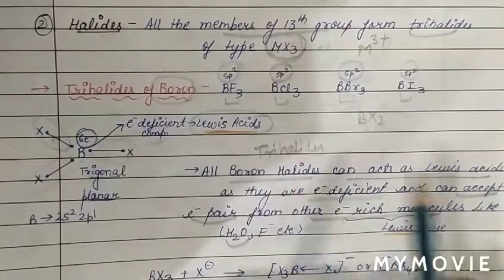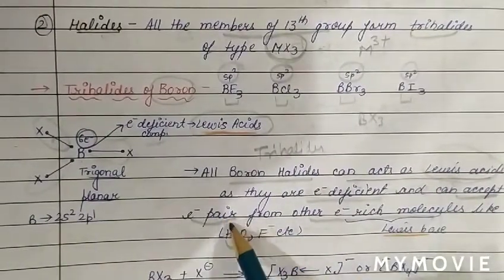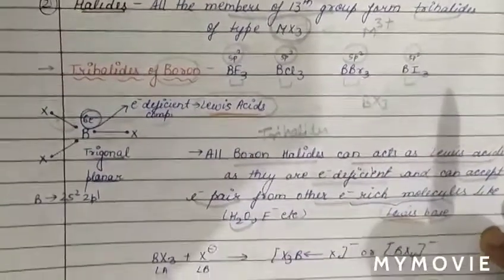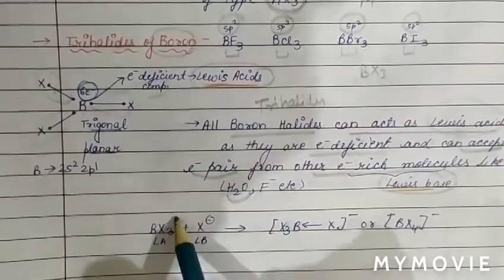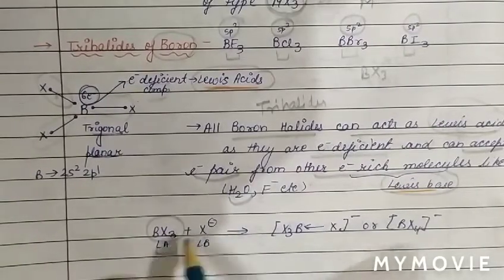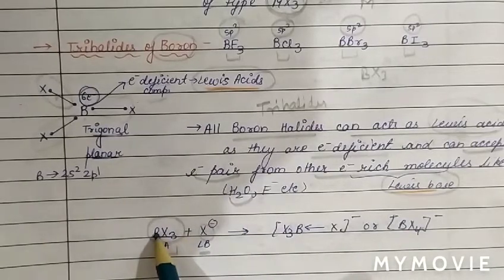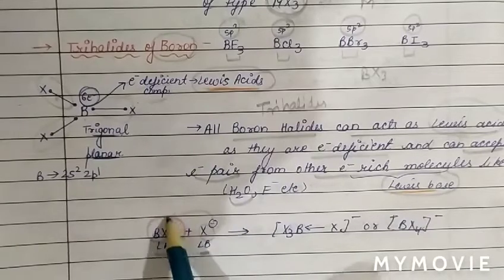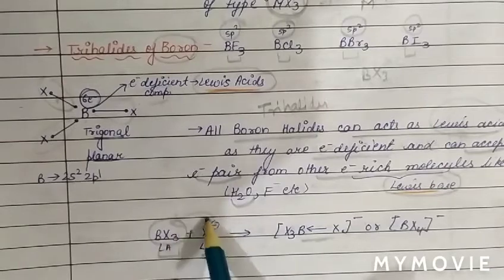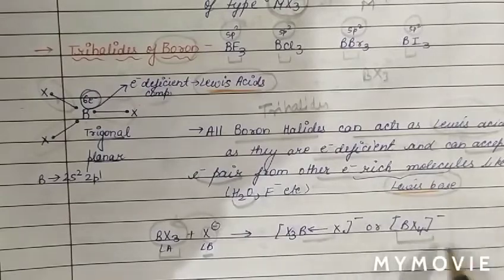So boron trihalides will act as Lewis acids due to electron deficiency, and the species which donate an electron pair to boron trihalides will act as Lewis bases. See the reaction of Lewis acid and Lewis base. BX3, boron trihalide, due to electron deficiency acts as a Lewis acid, while X minus, due to an extra electron pair, acts as a Lewis base. The electron pair is accepted by the Lewis acid from the Lewis base and forms a coordinate bond, because donation of an electron pair to form a bond is called a coordinate bond, from donor to acceptor. So it forms the BX4 negative ion.